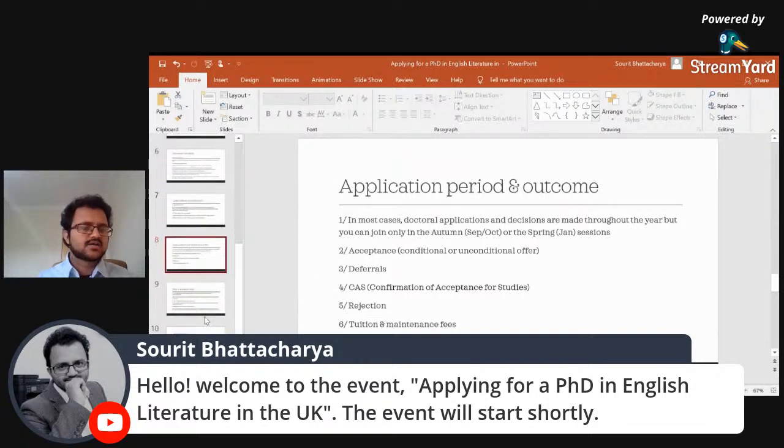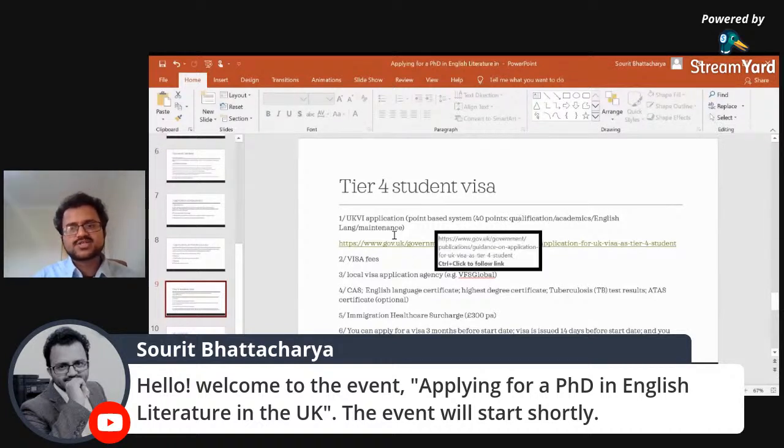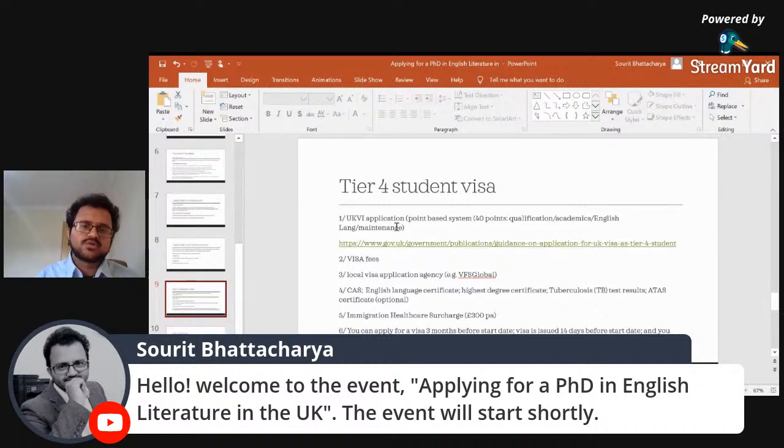Finally, a couple of things. The Tier 4 student visa, I'll go quickly here. This is the UKVI application, a points-based system. Once you have got the offer, you have to apply for a visa. It's called the Tier 4 student visa, and the body that authorizes it is called UKVI, UK Visas and Immigration. You have a 40-point system, and every component is 10 points. So qualification, academics, English language, maintenance, all 10 points each.